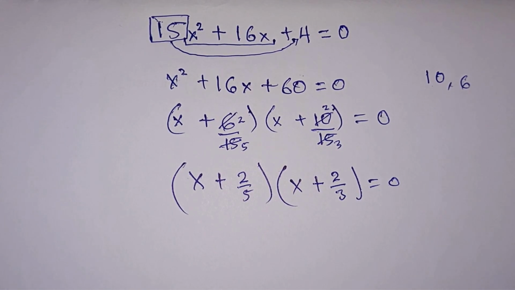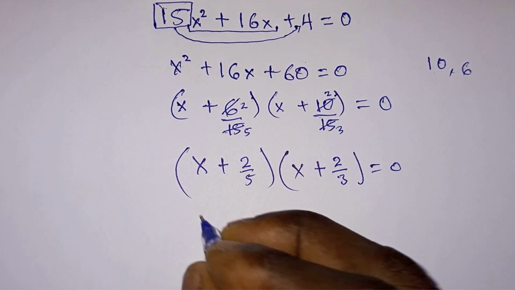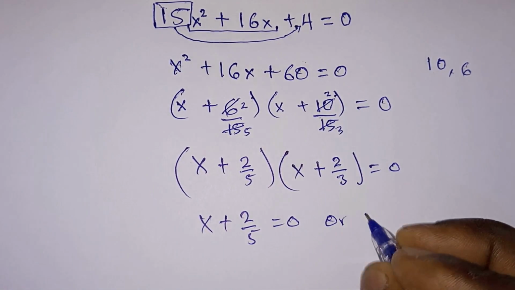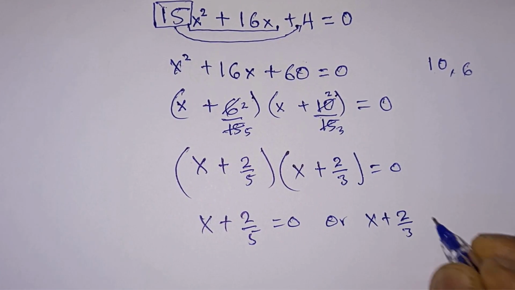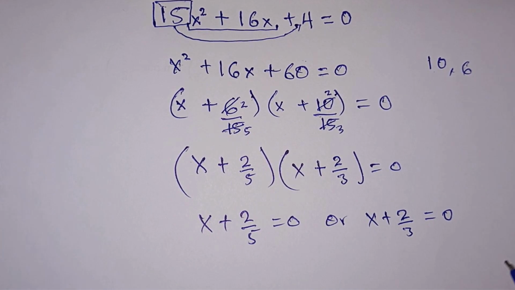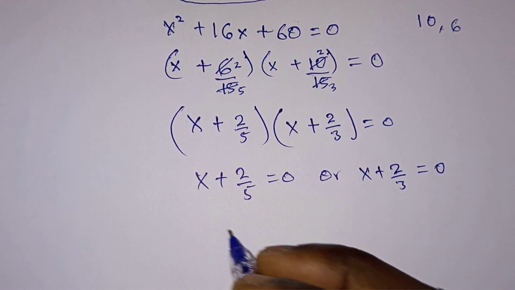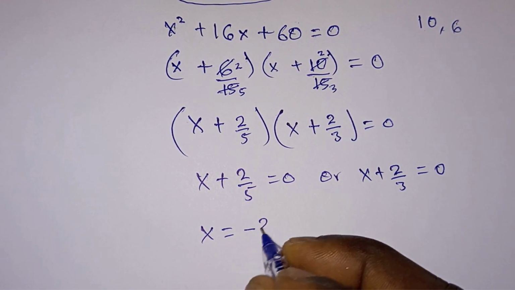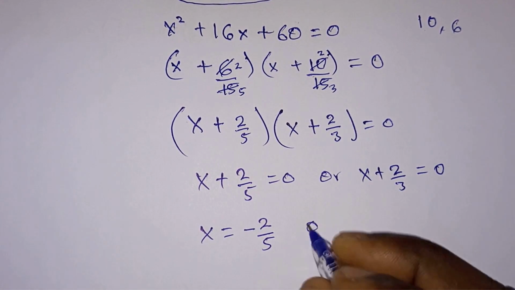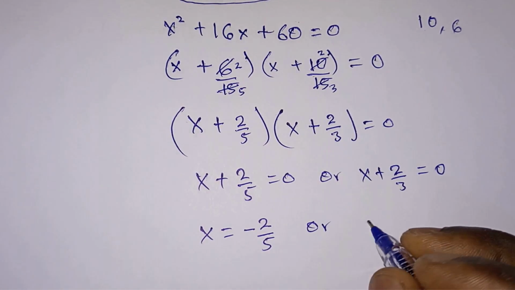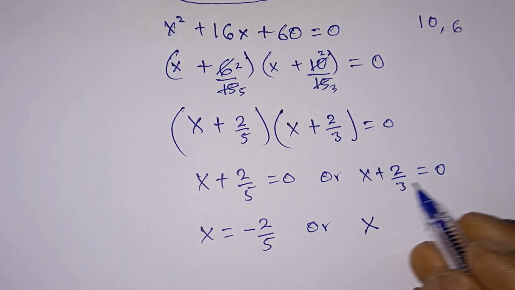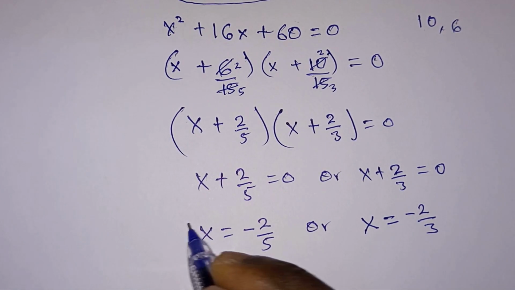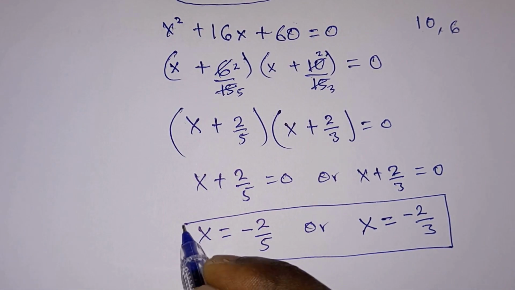Now from here, as we know already, x plus 2 over 5 is equal to 0, or x plus 2 over 3 is equal to 0. If you subtract 2 over 5 from each side of this equation, you will get x is equal to minus 2 over 5. Or from this equation, if you subtract 2 over 3 from each side, we get x is equal to minus 2 over 3. And these are the solutions to the problem.